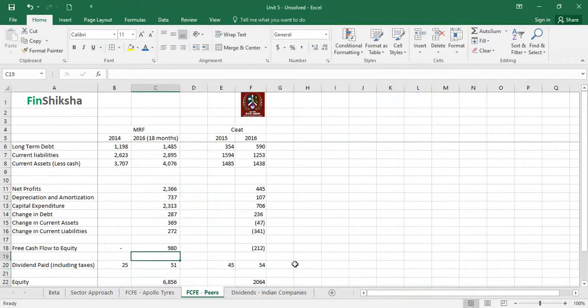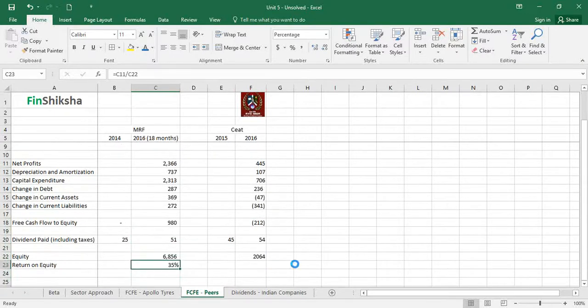Now, in one case, there is a lot of free cash flow to equity, and they're not really paying too much dividend, but they're generating a lot of return on equity.